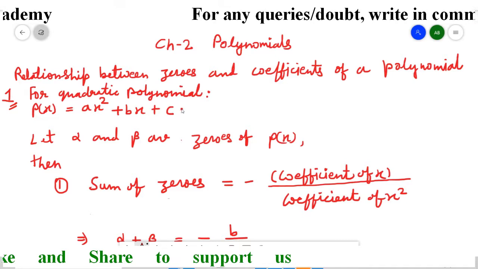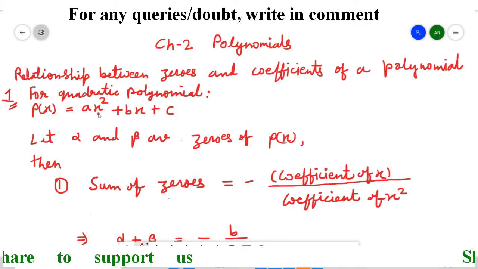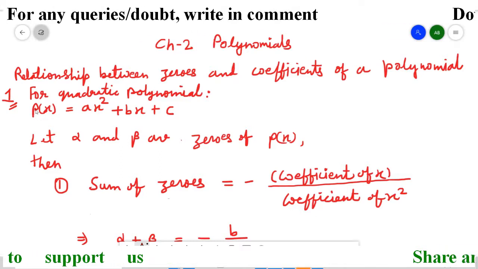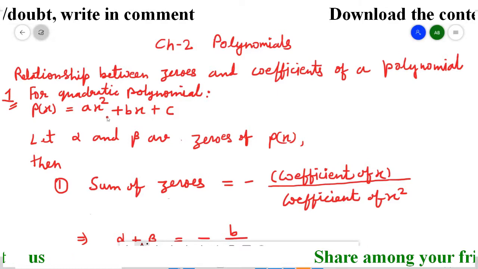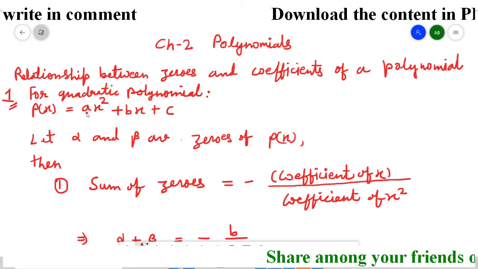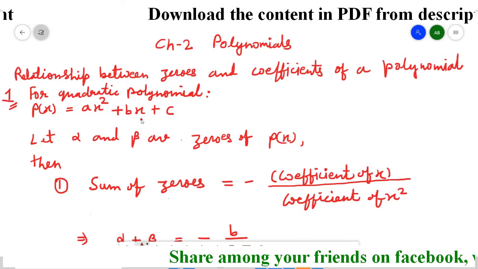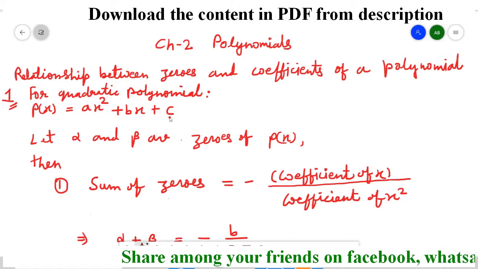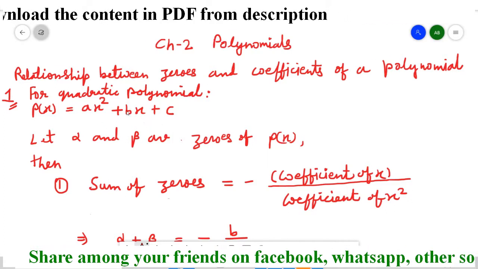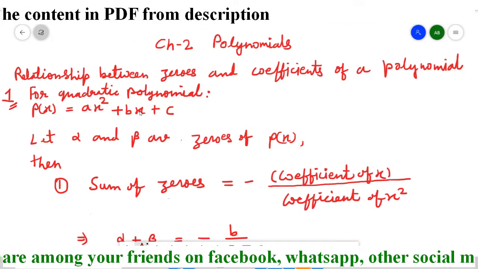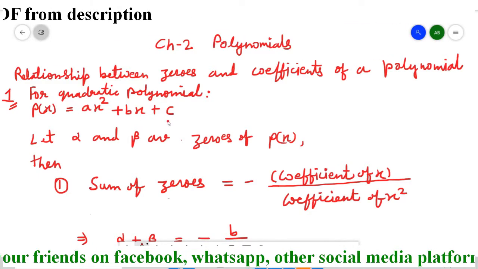A quadratic polynomial means a polynomial whose degree is 2. Degree means the highest power of the variable. So p(x) means a polynomial in terms of x, where x is the variable. a is the coefficient of x squared, b is the coefficient of x, and c is the constant. It's a quadratic polynomial because the highest power of the variable is 2.